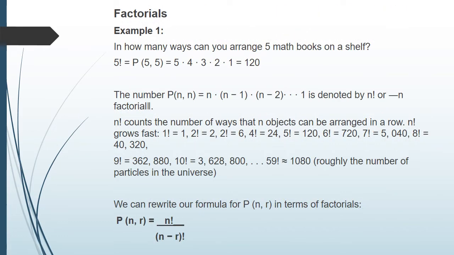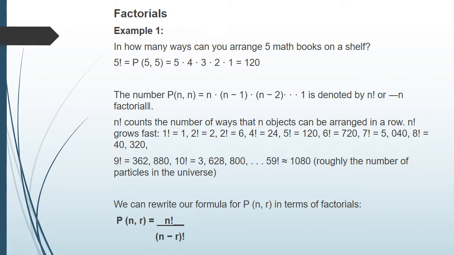Factorials. Example. In how many ways can you arrange 5 math books on a shelf? 5 factorial is equal to P(5, 5), which is 5 times 4 times 3 times 2 times 1, which is equal to 120.